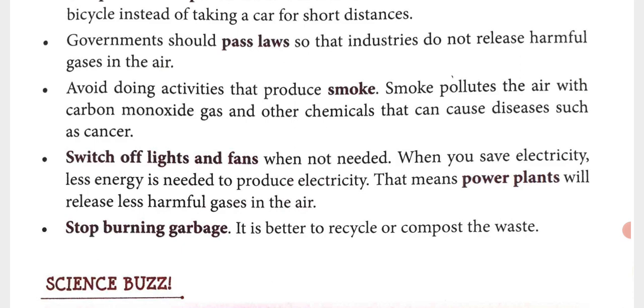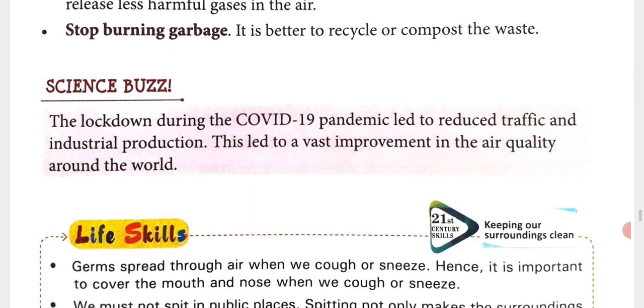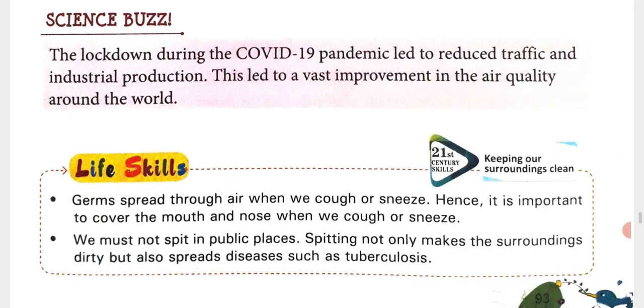Avoid doing activities that produce smoke. Stop burning chemicals and things that release carbon dioxide gas and other chemicals that can cause diseases such as cancer. Switch off the lights and fans when not needed. Remember, the electricity that you use is produced by burning coal. So when you save electricity, you are actually saving the environment. Power plants will then release less harmful gases into the air. Stop burning garbage. It is better to recycle or compost the waste.